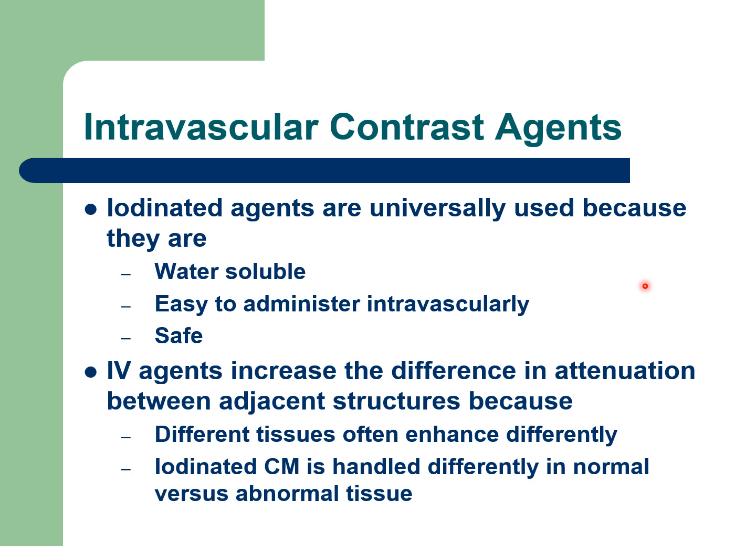So they're relatively safe. IV contrast agents increase the differences in attenuation between adjacent structures. We've already said that because different tissues enhance differently. Obviously, the kidneys enhance differently than the liver. Iodinated contrast media is handled differently in normal versus abnormal tissue. If you have an abnormality, it may absorb more of the iodinated contrast or it may absorb less. So the disease process may cause it to absorb more or less, and the organ itself, i.e., the kidney, the liver, the spleen, are going to absorb contrast media differently also.